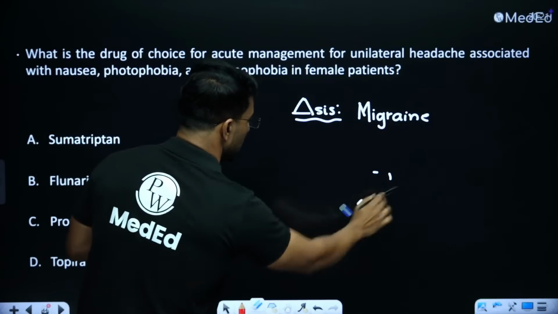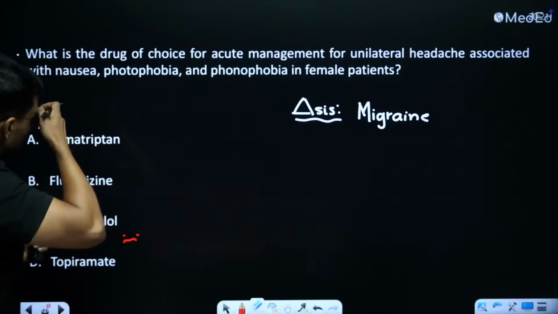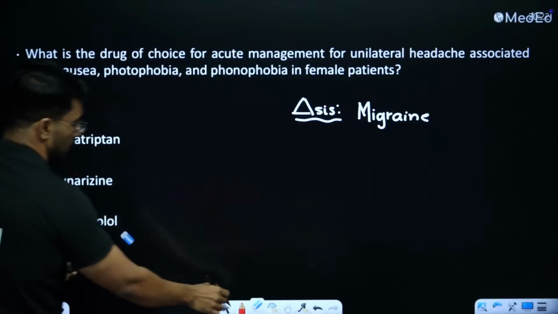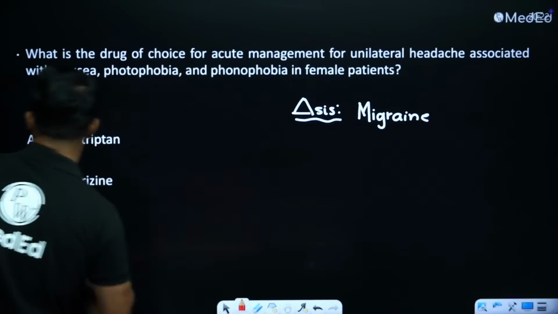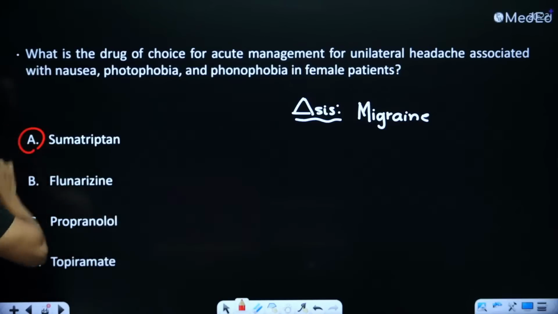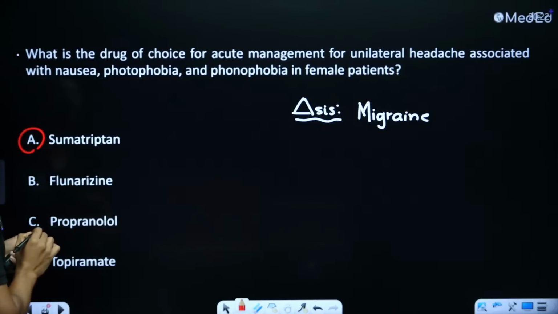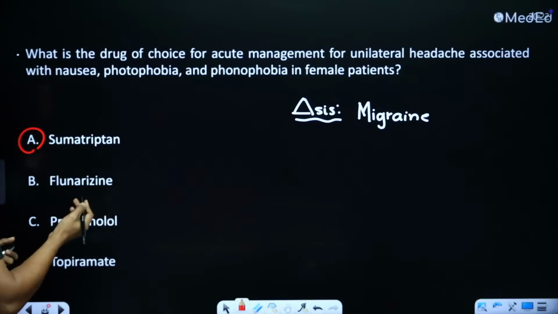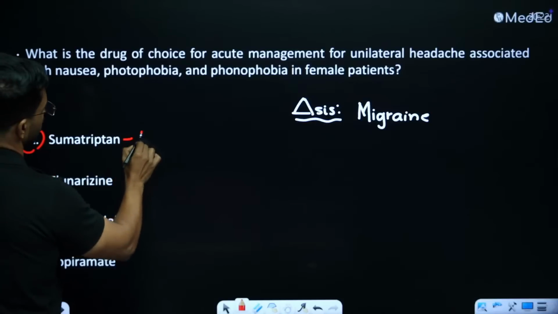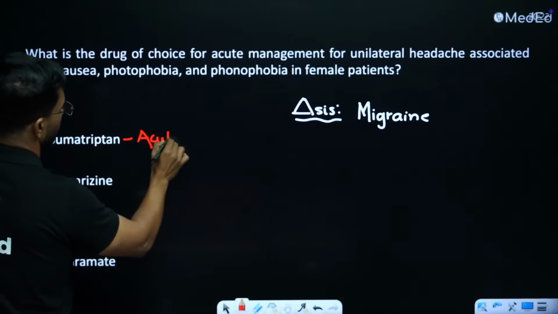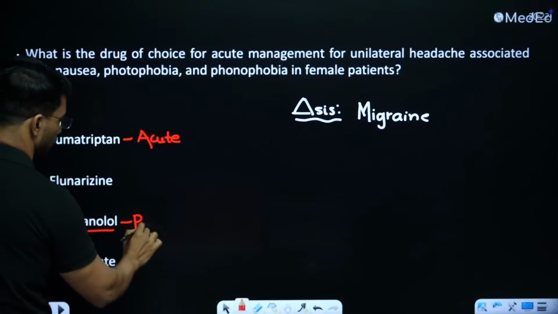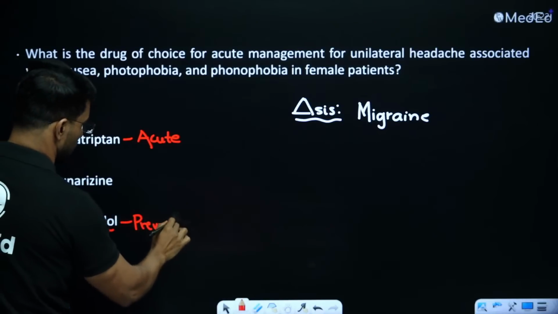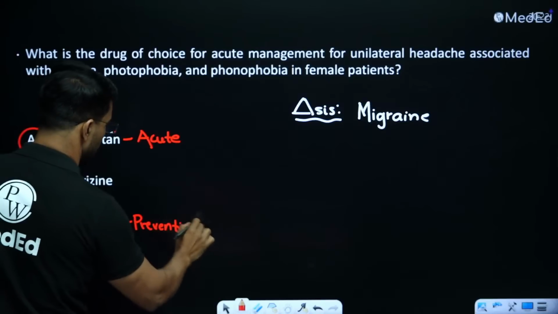Okay, so here we are dealing with migraine. So what is the drug of choice for migraine? The drug of choice for migraine is sumatriptan, right, for the acute treatment. And for the preventive treatment, it is going to be beta blockers like propranolol. Propranolol is the drug of choice for preventive treatment.